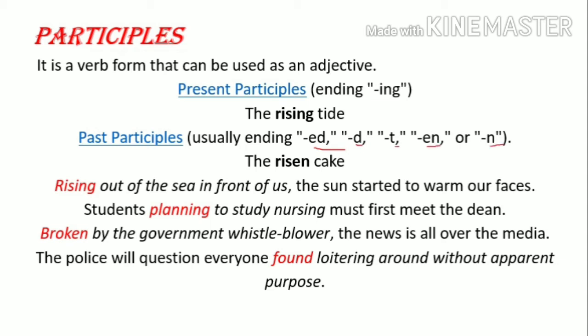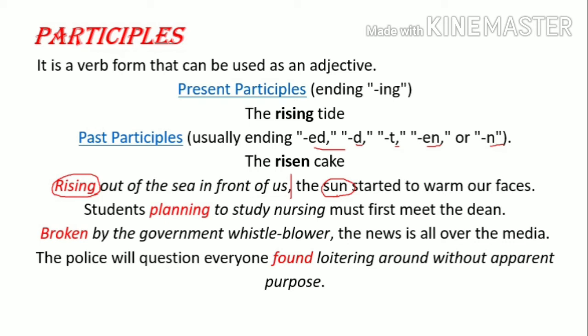Rising out of the sea in front of us, the sun started to warm our faces. So this sentence can be divided into two actually. Rising out of the sea in front of us. Which is rising out of the sea? You are talking about the noun sun. Rising out of the sea in front of us is a phrase, and it starts with the present participle rising. You add -ing to the verb, so you call it a present participle.